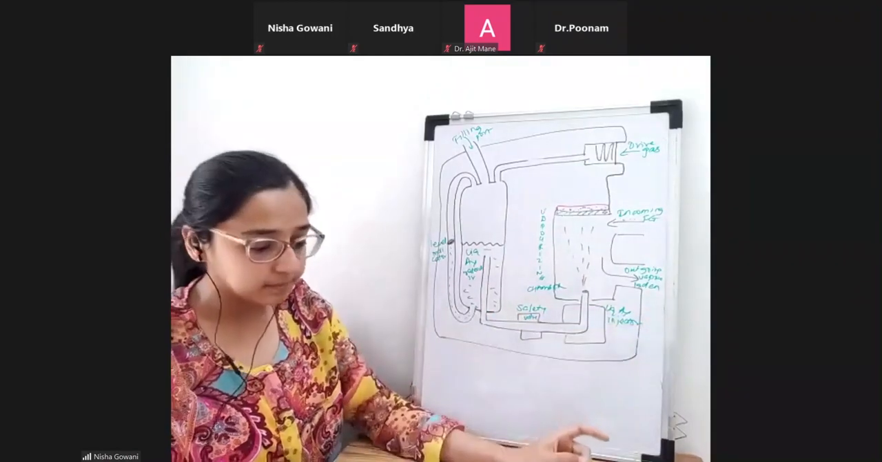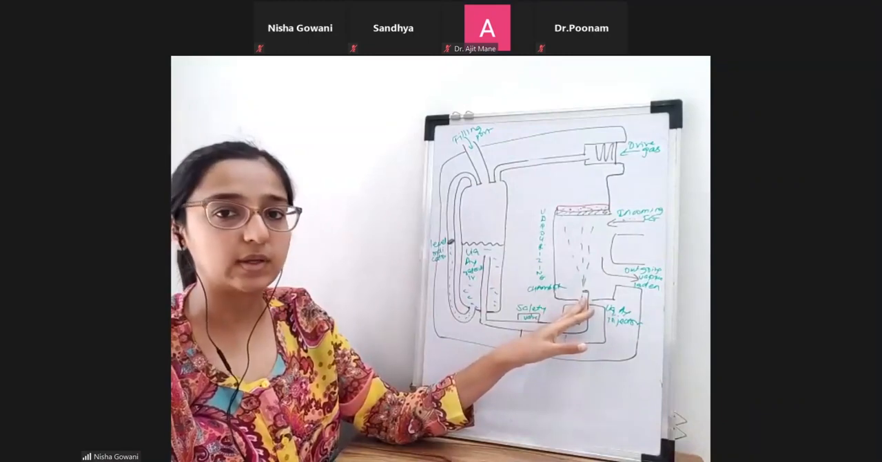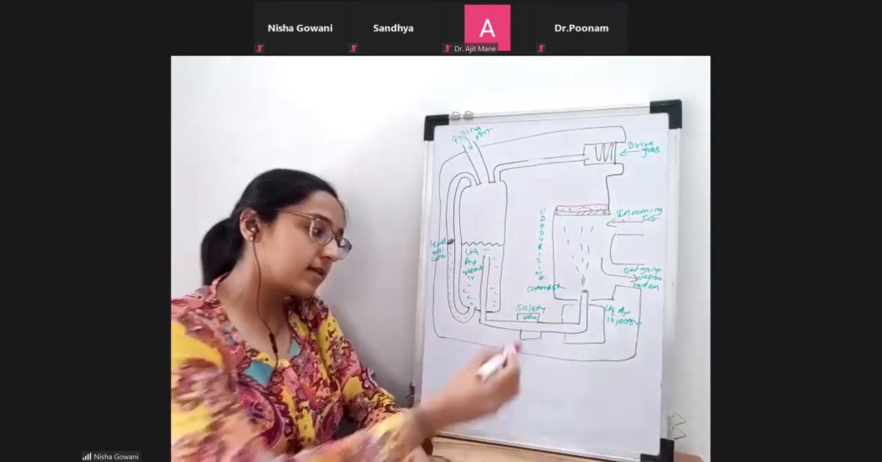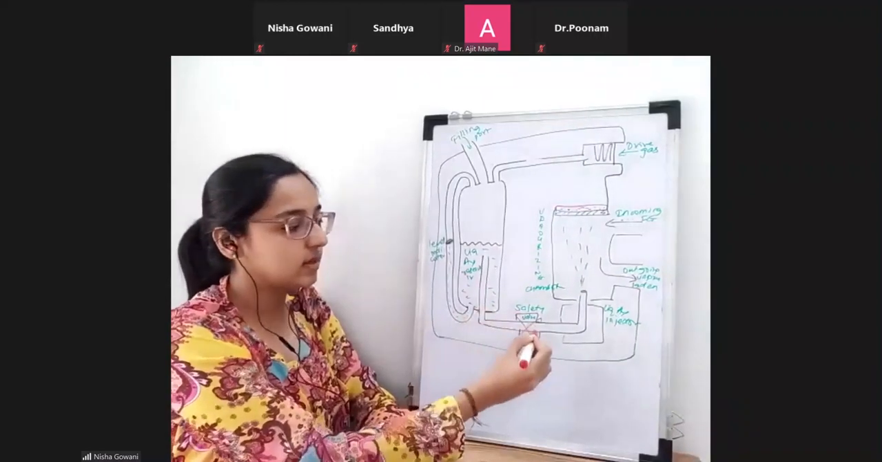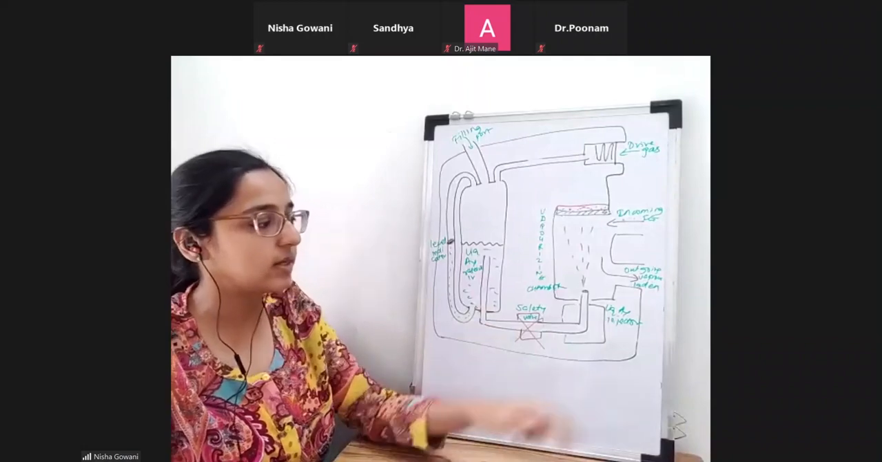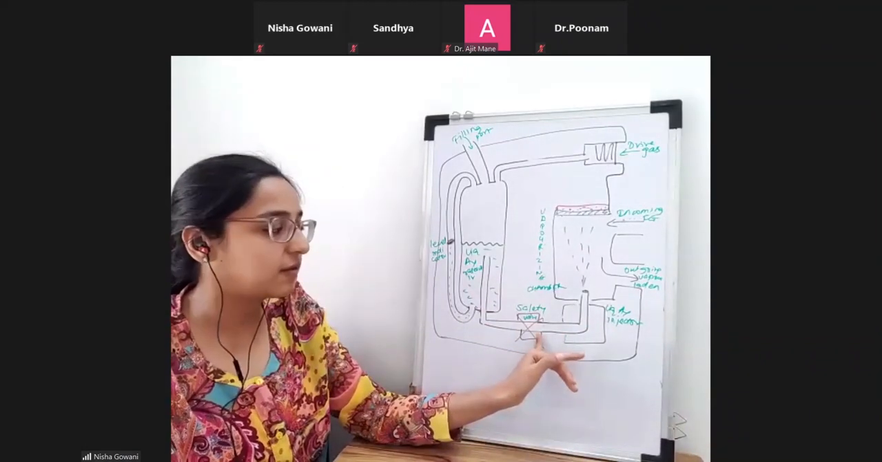In case the vaporizing chamber is not working properly, and the vaporization is not happening properly, what will happen? The safety valve will close, and the small aliquots of liquid anesthetic which are going towards the injector will stop going. So this is one of the safety features.